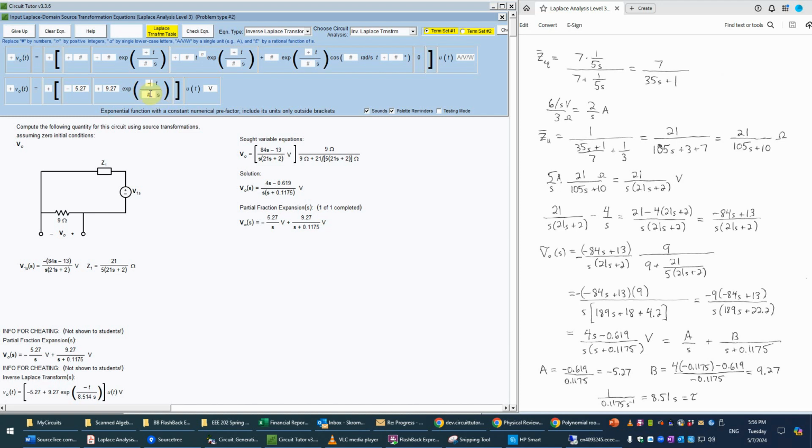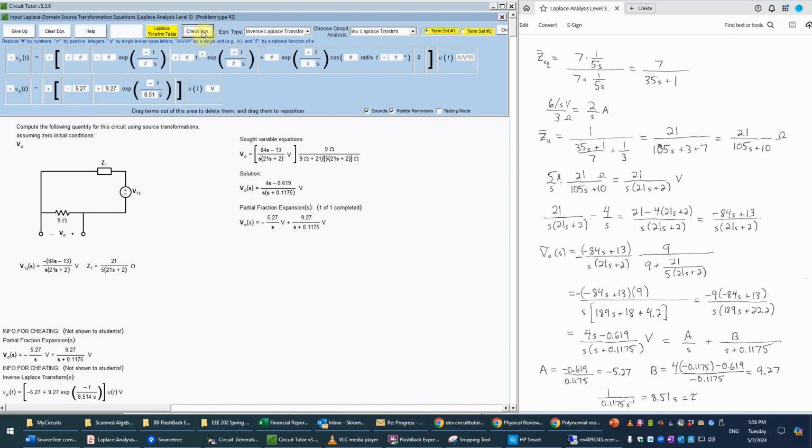And then the time constant here, since our Laplace transform normally would be 1 over s plus a, this would be our rate constant a of 0.1175. So in other words, we need to take its reciprocal to get the time constant that is the form that's used here. So the reciprocal of 0.1175 inverse seconds is 8.51 seconds. So that's the value we'd enter here. And that should be finished.